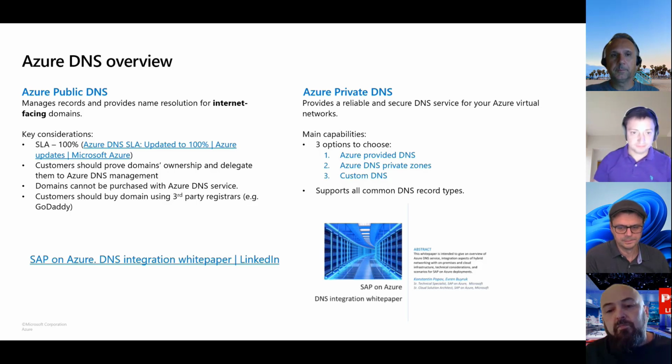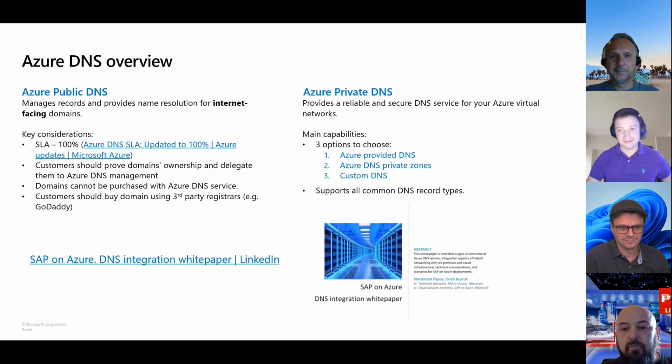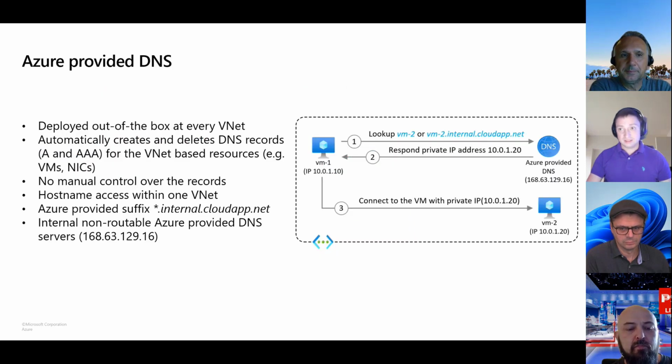Okay. I think we already started speaking about the details of all three options, and this is what I wanted to do within the next 3 slides: go a little deeper into the 3 options for Azure Private DNS. It starts with Azure Provided DNS. It's very simple. It's deployed out of the box on every single virtual network. It automatically creates and deletes DNS records with a suffix added by Microsoft Azure, and this suffix is internal.cloudapp.net.